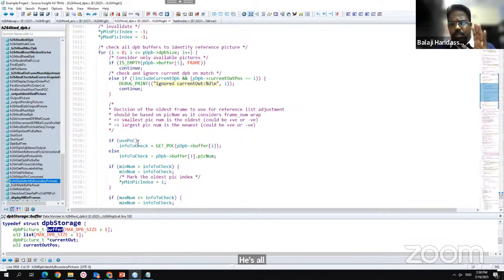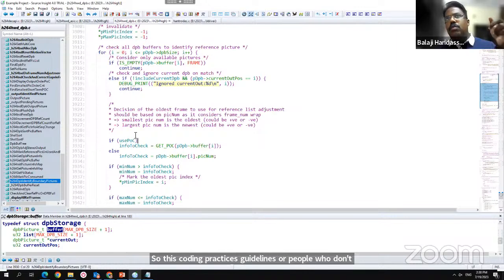So these coding practices and guidelines are for people who don't have the right mindset. Then we need to force them. You have to do it. Then you need to police them. Are you really doing it? So I have a review board. I check code reviews. All these things happen. Okay. So that is what the process is, right?